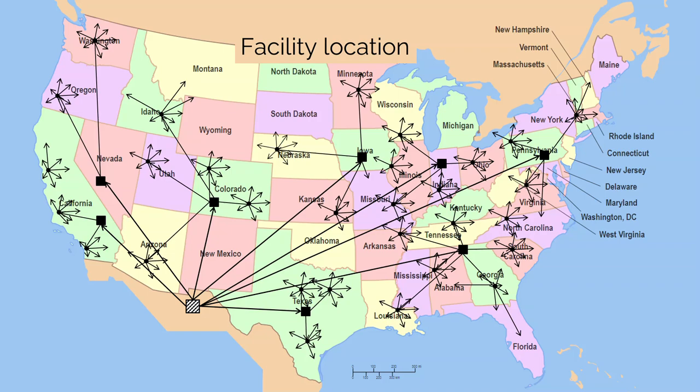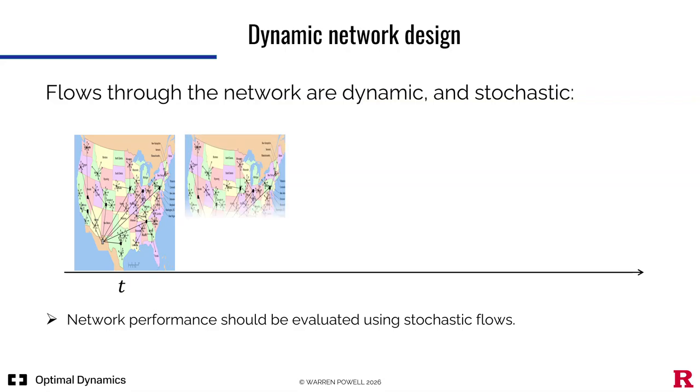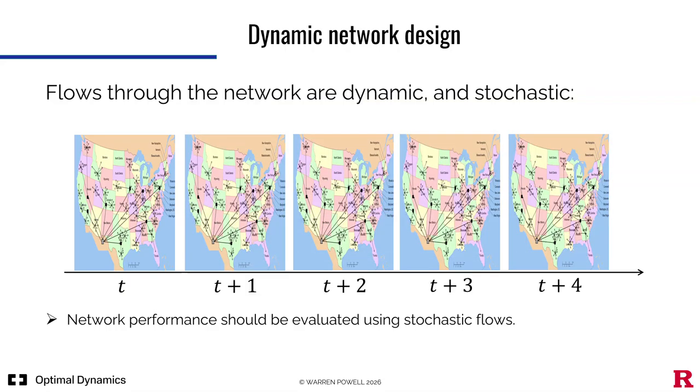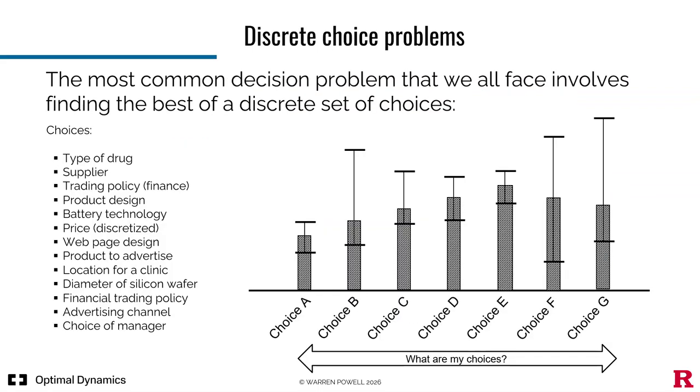Now, here's a problem that's often viewed as a static problem. I want to find the best places to locate my distribution centers and warehouses. I've got a manufacturing plant down in Mexico. But in fact, I don't just make this decision once. Even these decisions are made over time, and I have to deal with the uncertainties of changing demands and policies and that sort of thing.